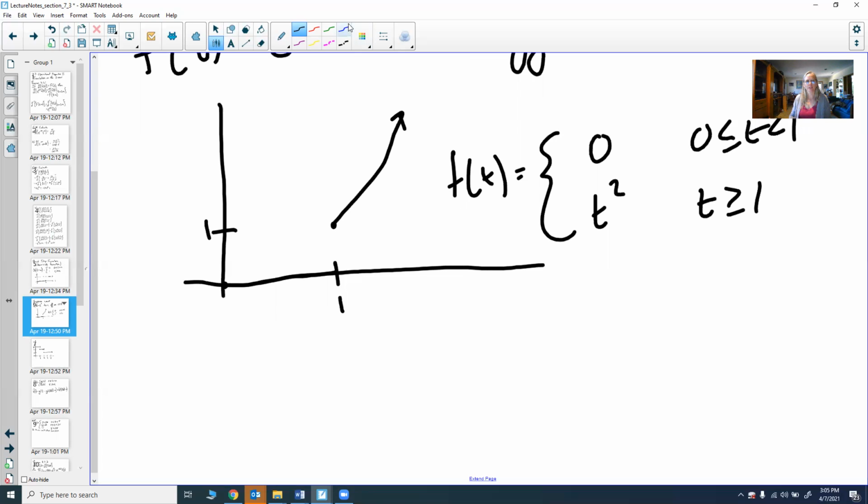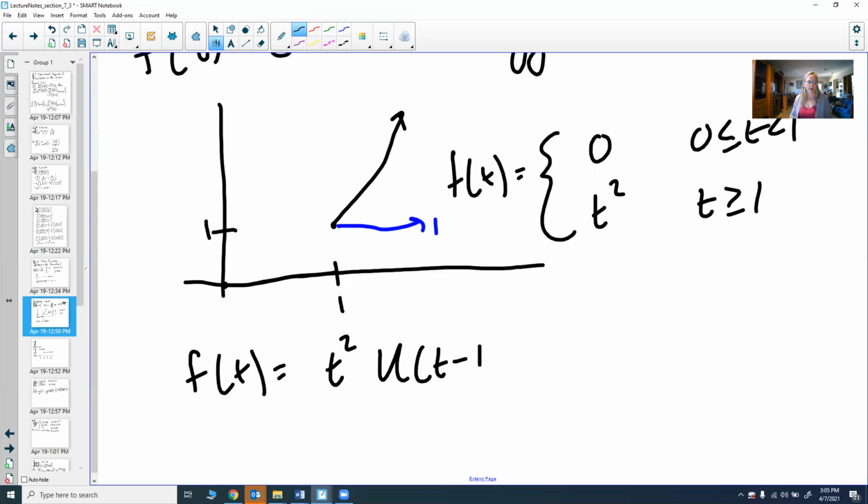Because remember, the Heaviside function is just 0 from 0 to 1, and then 1 from here on out. So that being the case, it's just a multiple. t squared times 1 is just t squared. So all we have to do to find this function is take t squared and multiply it by that unit step function. And it's t minus 1, because a is our stopping point where we change, and we're changing at the number 1. So it'd be t minus 1.